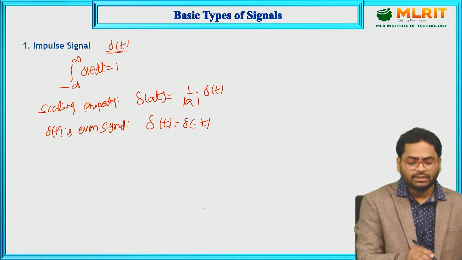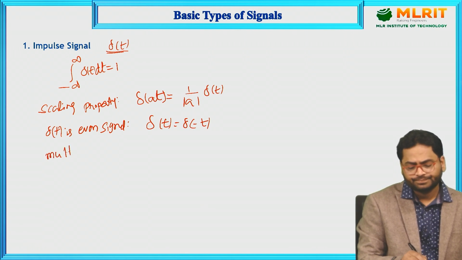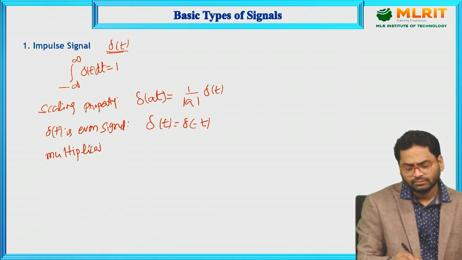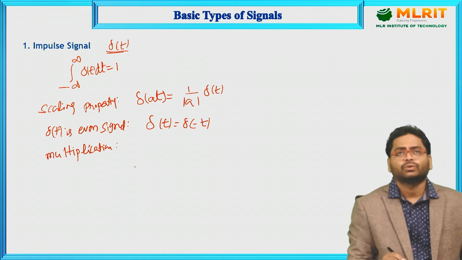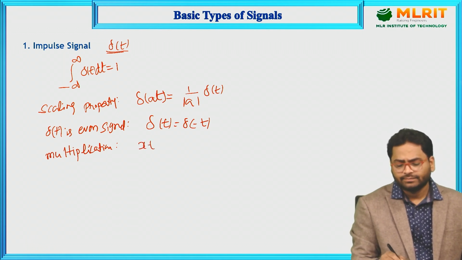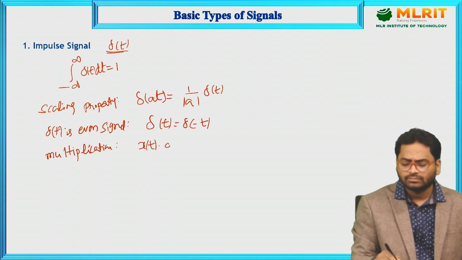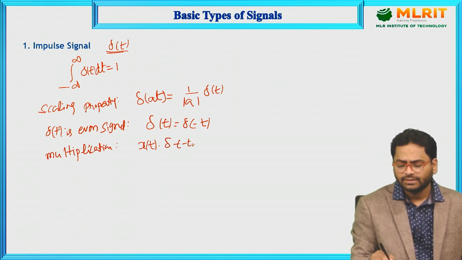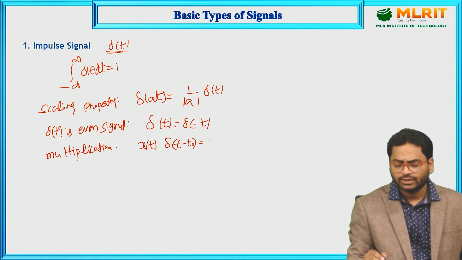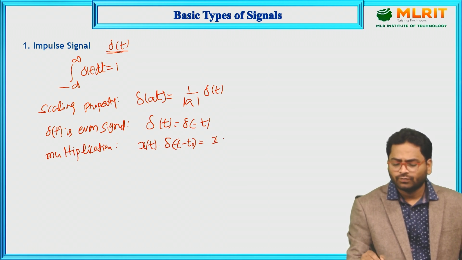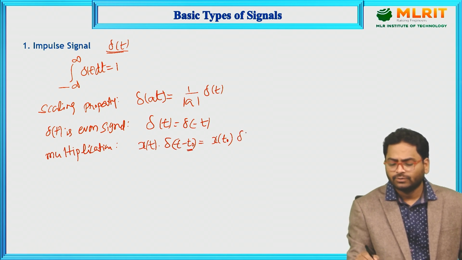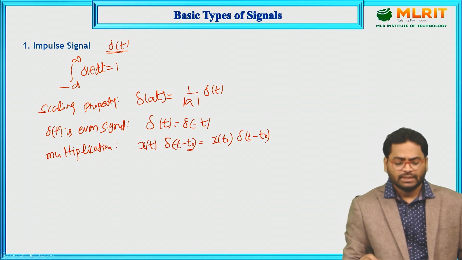One more is the multiplication property. Suppose x of t is another signal, and I multiply it with del of t minus t naught, which is shifted. Then the result is x of t naught into del of t minus t naught; whatever the shift is, t is replaced by that shift value t naught. This is the multiplication property.